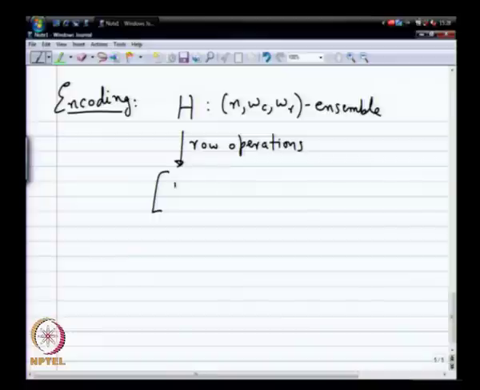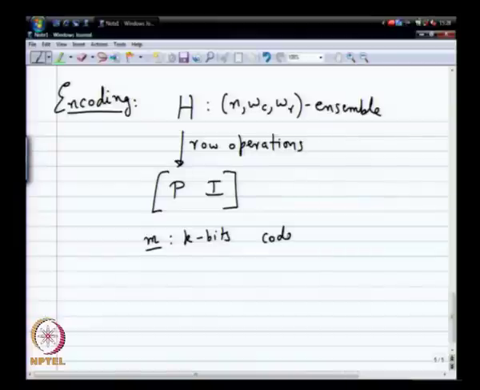What form would that be? Let us say H = [P^T I]. After this you can use the matrix P to do encoding. So how will you do encoding? If you have a message M which is k bits, the code word is M and then M P transpose. That's the encoding. That works out. So this gives you a valid code word.